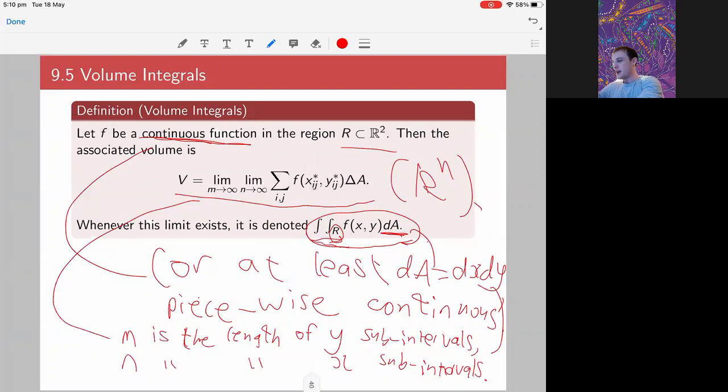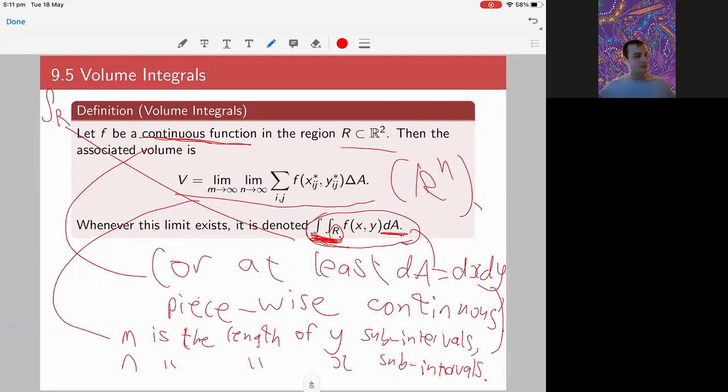Some more advanced calculus books won't actually use two integrals. They'll just denote this with a single integral over the domain R. But for us, we'll use both. We'll use double integrals just so we remind ourselves that we are actually performing an integral in 2 dimensions and not just 1.